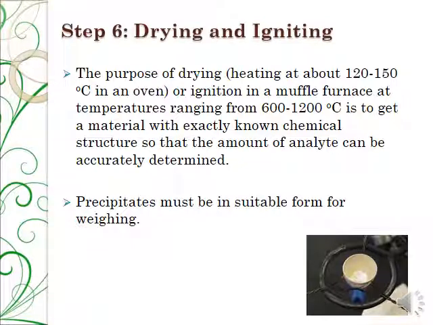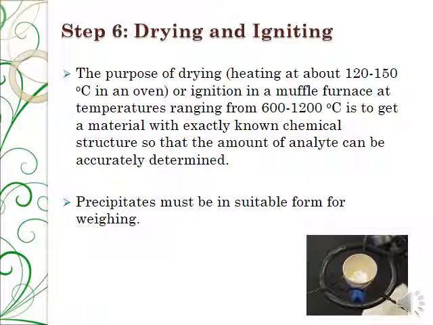Okay, step 6 is drying and igniting. The purpose of drying means heating at about 120 to 150 degrees Celsius in an oven, or ignition in a muffle furnace at an even higher temperature ranging from 600 to 1200 degrees Celsius, to get the exact chemical structure so that the amount of the analyte can be quantified. So the precipitate must be in a suitable form for weighing.